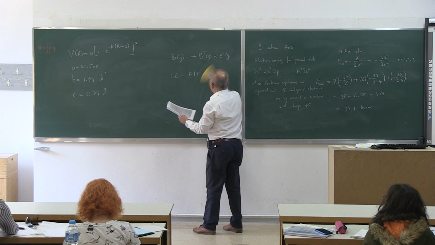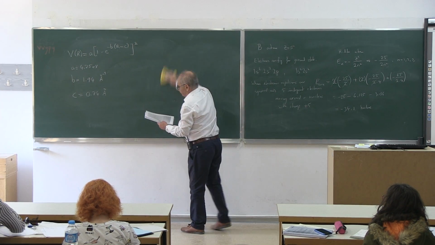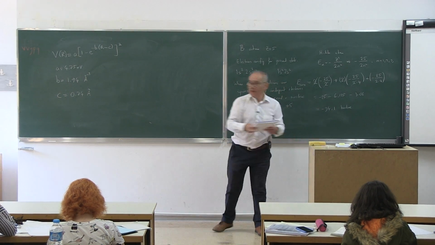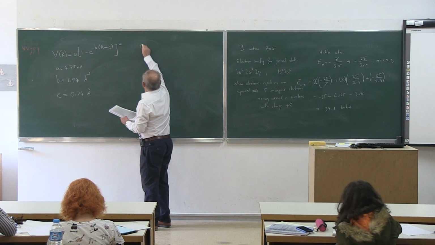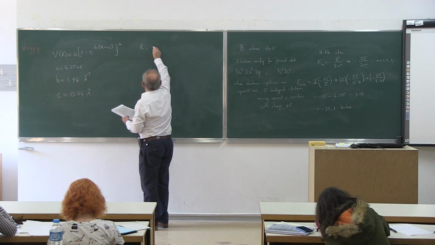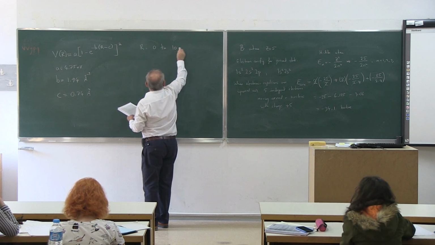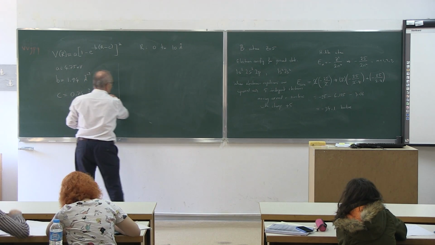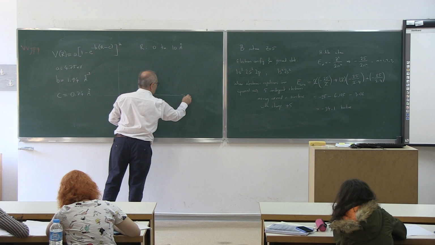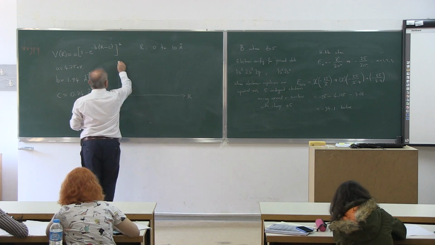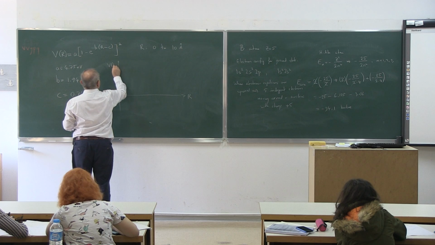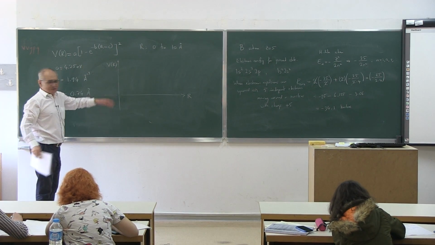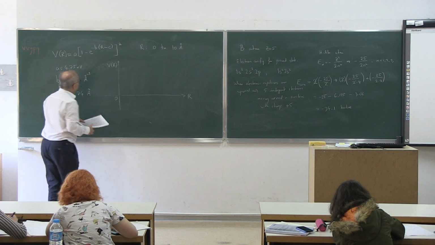It says plot a qualitative graph in which R ranges from 0 to 10 angstrom. This is R, and this is this expression. Qualitative is quite simple.